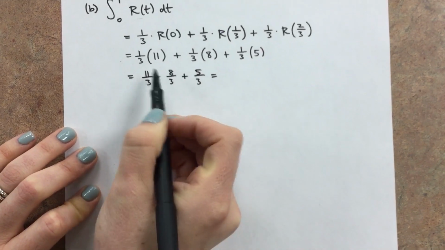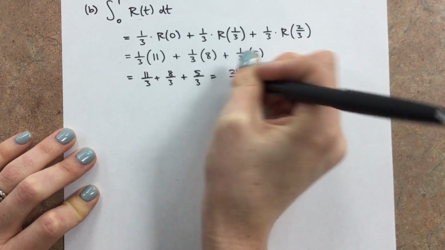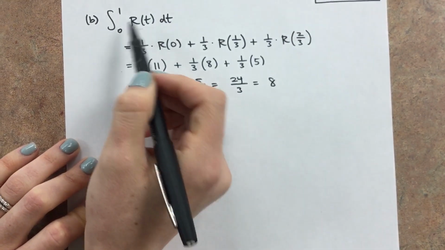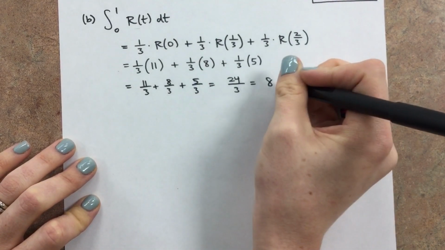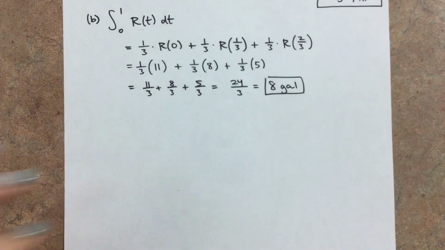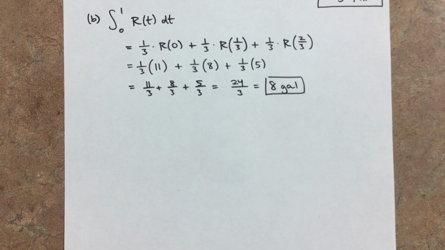All right, so I add these all together. 11 and 8 is 19, plus 5 is 24. Thirds would be 8, and our units, if R is given in gallons per hour and then I integrate it, it becomes gallons. Remember, when you integrate a rate, you end up with a final amount. So our approximate value would be 8 gallons during that 1 hour time period. All right, so that was part B.